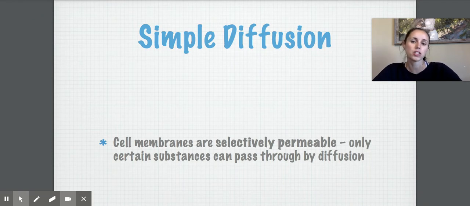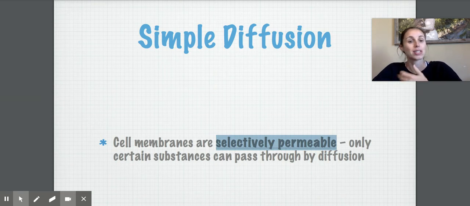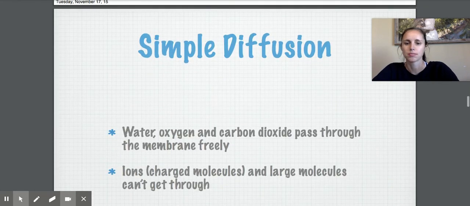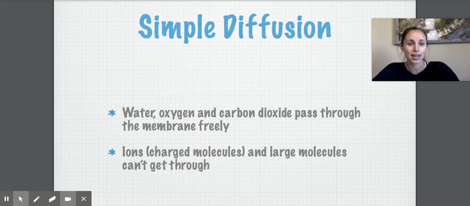Simple diffusion, for it to work, membranes have to be selectively permeable. So we talked a bit about the cell membrane before and how it lets some stuff in, but not other stuff. That means selectively permeable. So only certain substances are able to pass through by diffusion. Some of those substances that can pass through, which is really good for our respiratory and digestive system, are oxygen, carbon dioxide, and water. They can all pass through.